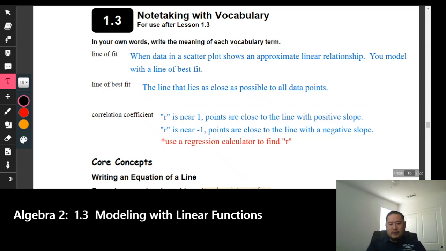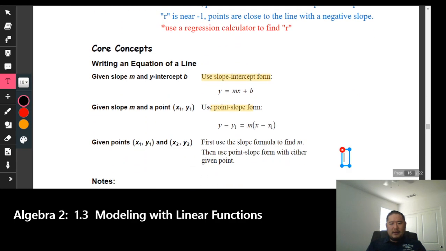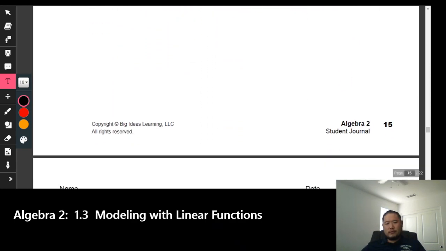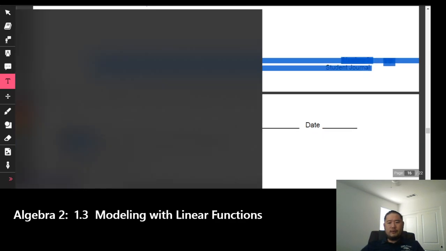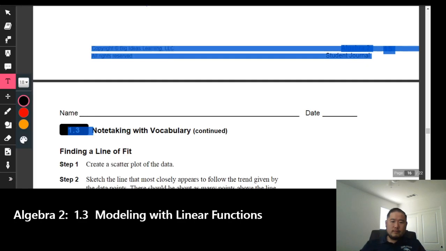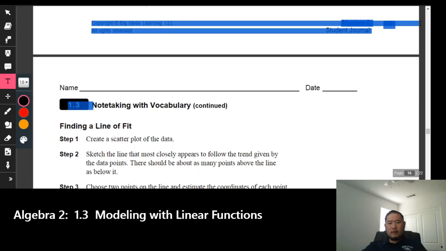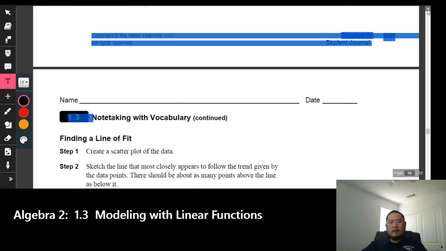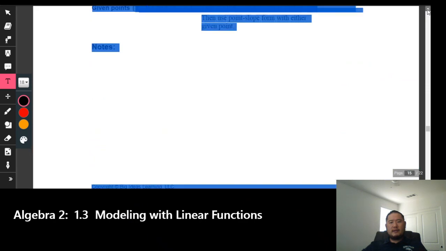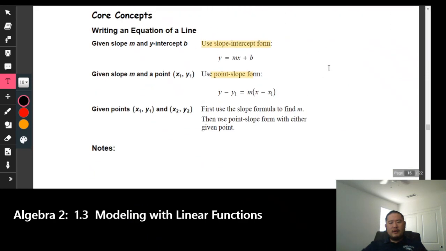So let's start off first writing the equation of a line. That right there is some stuff from Algebra 1. So it shouldn't be, hopefully, anything too entirely new for you. And let's take a look at this right here. Okay. So writing the equation of a line, if you're given the slope and the y-intercept, then you can just use the equation y equals mx plus b.